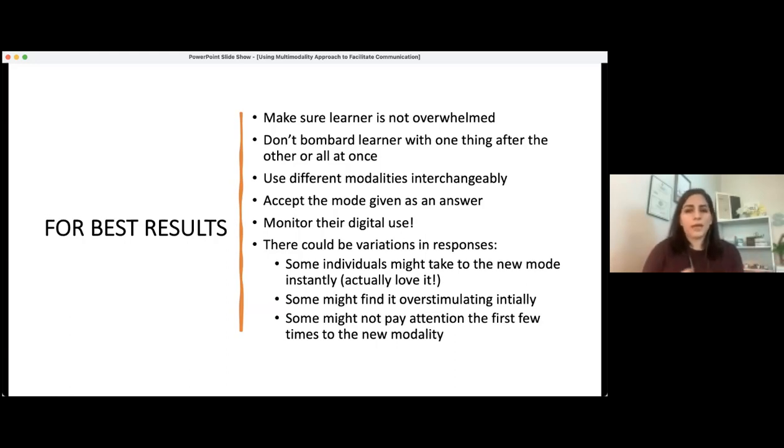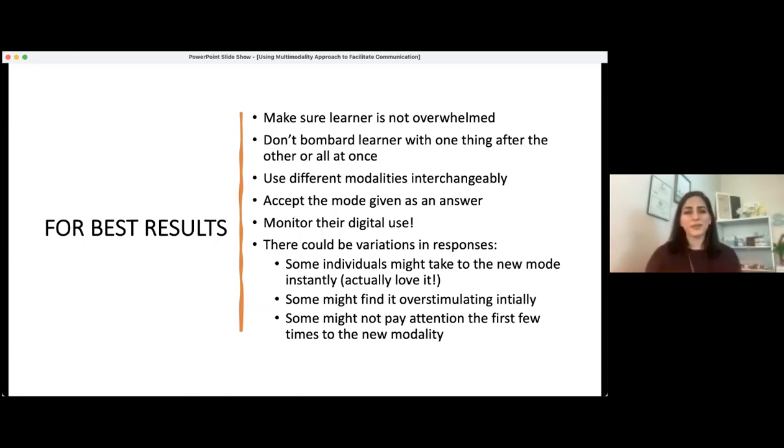They might love it right away. There are kids who are like, wow, just like I was talking about showing that child a video of the happy, laughing child, and it was like, yes, that's what happiness means. So basically, use the modalities interchangeably.